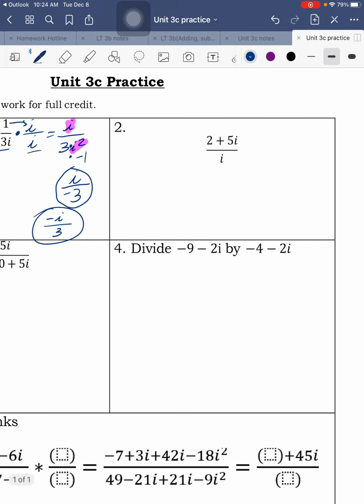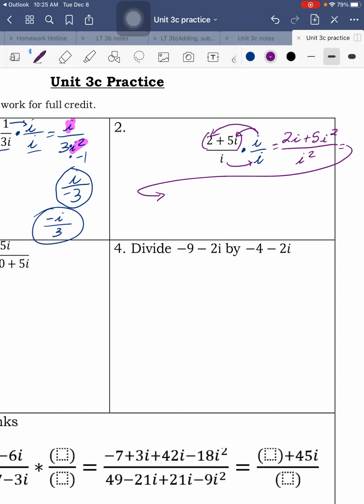Number 2, looking at the denominator. i is the denominator, that's a monomial, one term. So we're going to multiply again by i over i. Look at our numerator here, 2 plus 5i, so that's a binomial. So when we multiply the numerators, we're going to have to distribute this i. So it's 2 times i is 2i. i times 5i is 5i squared. In the denominator, i times i, that's i squared.